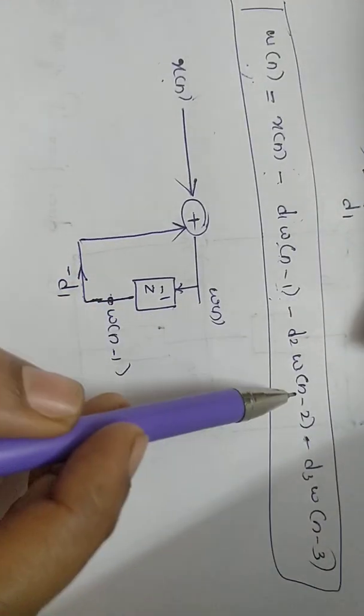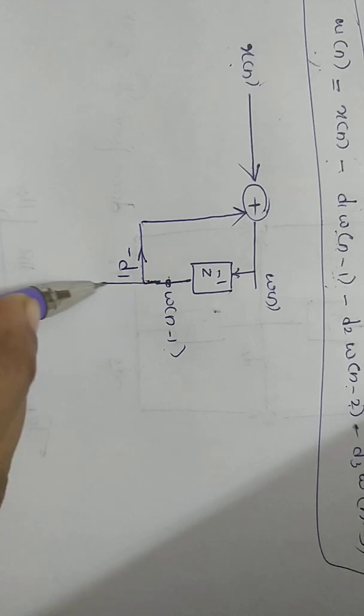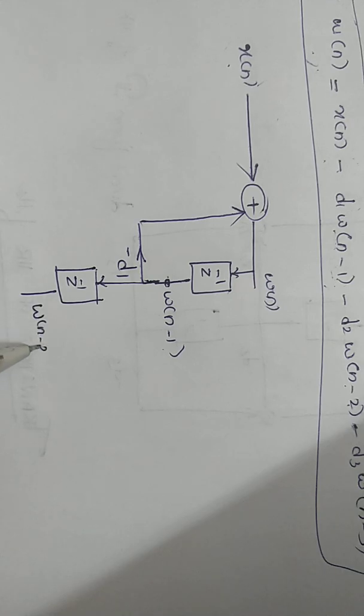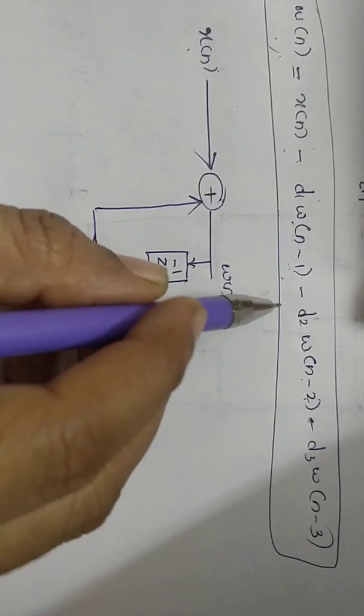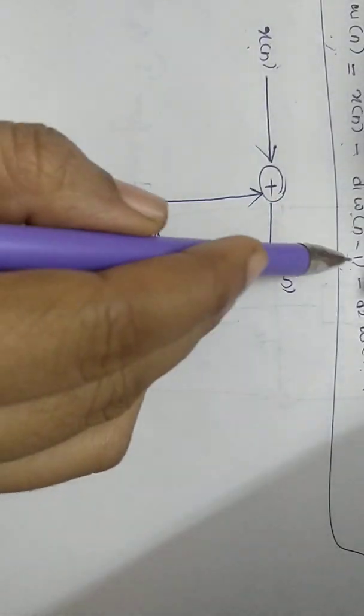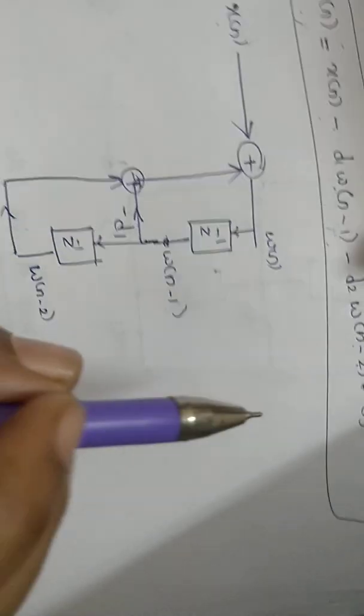What is the second part? W of n minus 2. So here w of n minus 1, which is multiplied with another delay term, I'll get w of n minus 2, which is multiplied with minus d2, and it is added with this term. So an adder here. Okay, what is the third term?